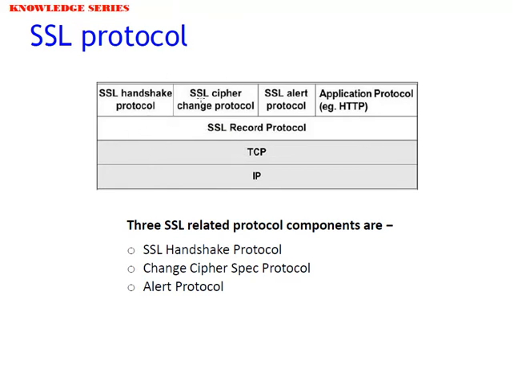Next is the change cipher protocol. The change cipher protocol basically comprises communication entities between the client and the server, so that a message can be exchanged between the parties using an encrypted form of information, so that the integrity can be maintained.